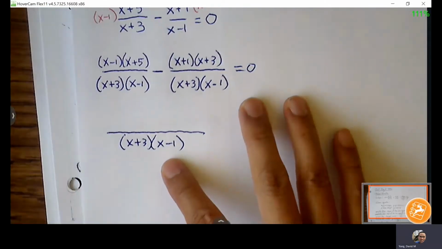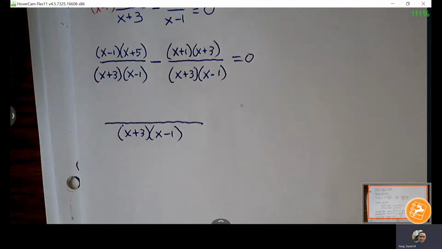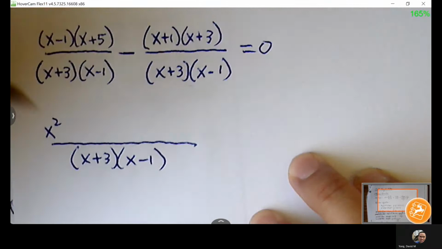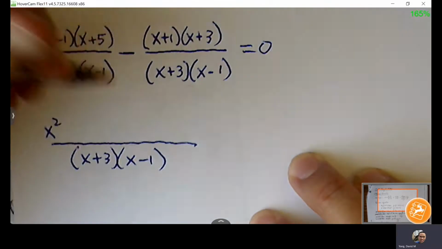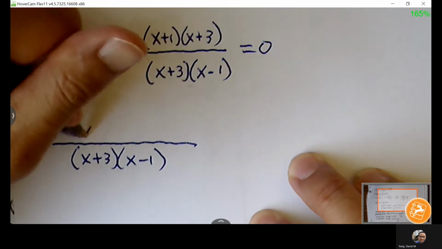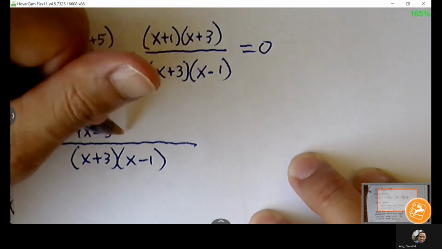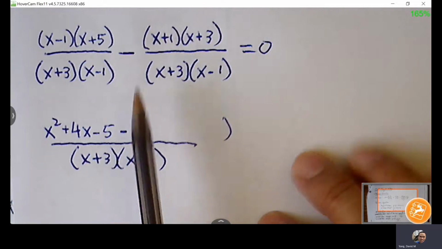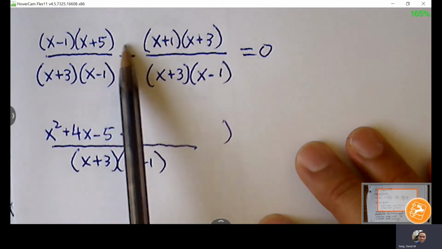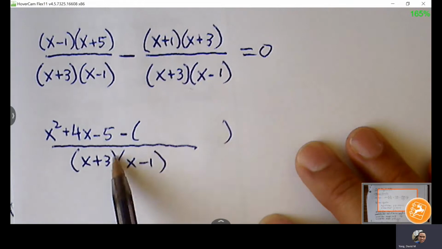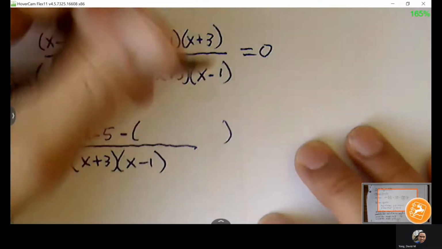Okay, so I'll FOIL all this out here. I'm still going to leave my parentheses for my second fraction because I don't want to lose track of that negative. So I'm going to FOIL this out, and then I'll take care of that negative at the end.